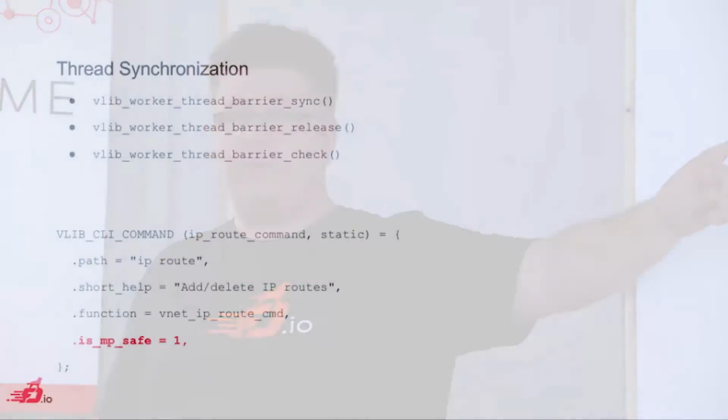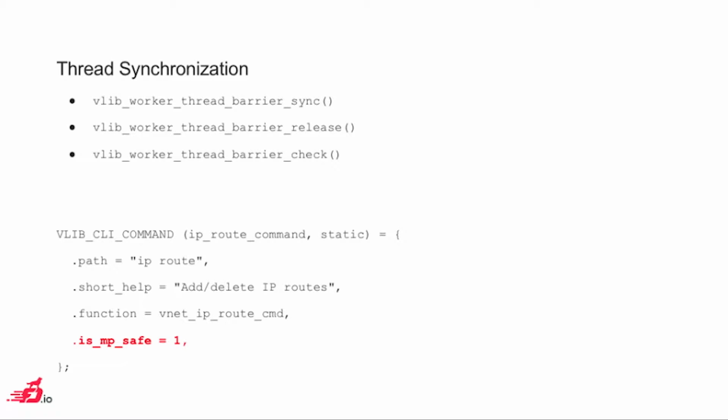And a typical example is CLI. So this is a macro we are using to register the CLI command, vlib CLI command. So basically we are saying CLI command IP route. This is the help, which you are going to see if you do the help for the CLI. This is the function which is doing the CLI work, and then we have this.